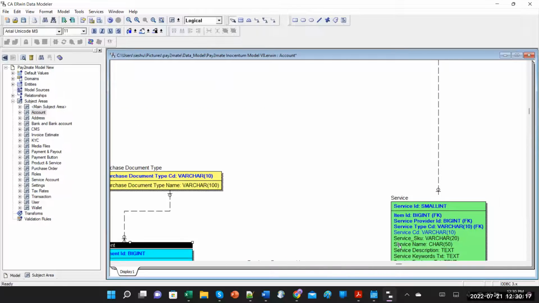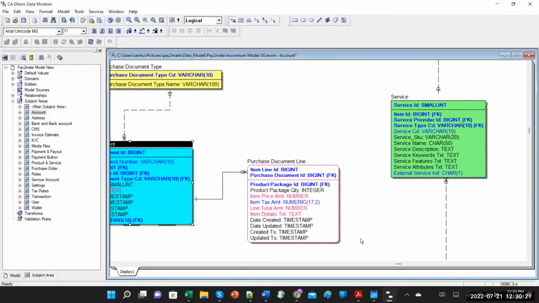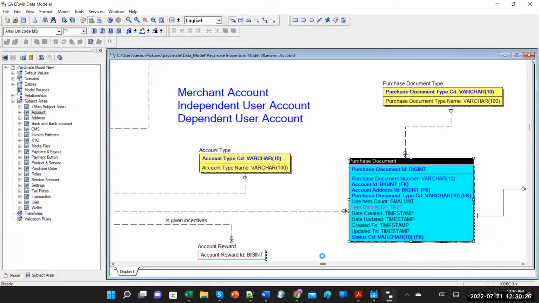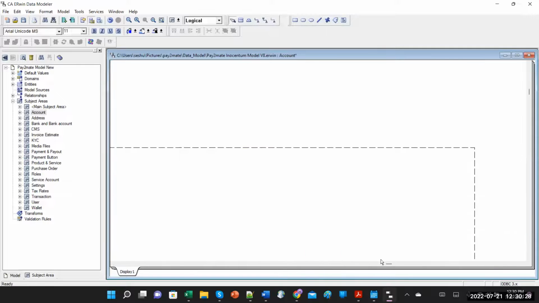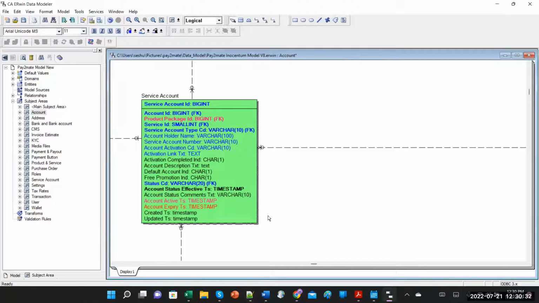And a service is linked to the service account. Each service has got a name. What kind of service it is, like merchant services, credit card merchant services, etc. That's what is linked to the service account. Yes. Okay. That covers the account.